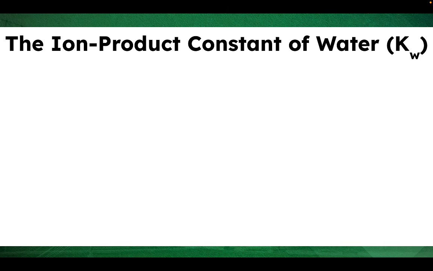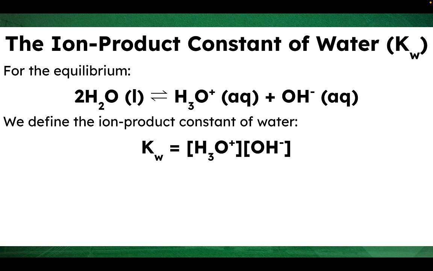One important constant that you should know is the ion product constant of water, or Kw. For the equilibrium, we define the ion product constant of water as Kw equals the concentration of hydronium ion times the concentration of hydroxide ion. And at 25 degrees Celsius, the ion product constant of water is equal to 1.0 times 10 raised to negative 14. This is always true at 25 degrees Celsius. Therefore, you should know that the ion product constant of water changes at different temperatures.